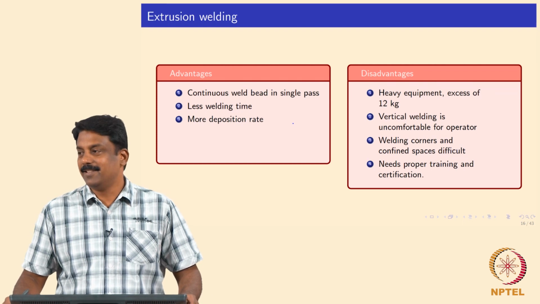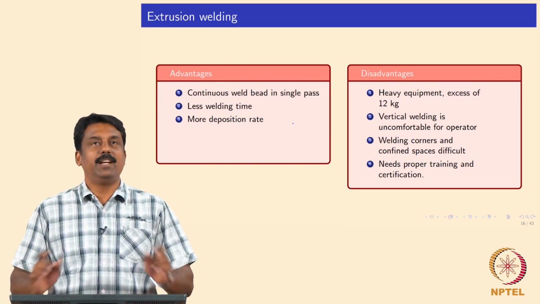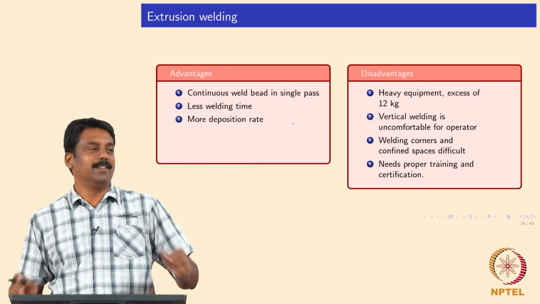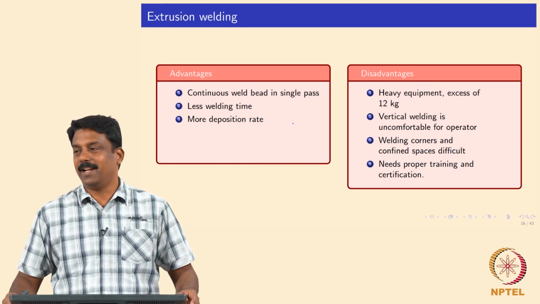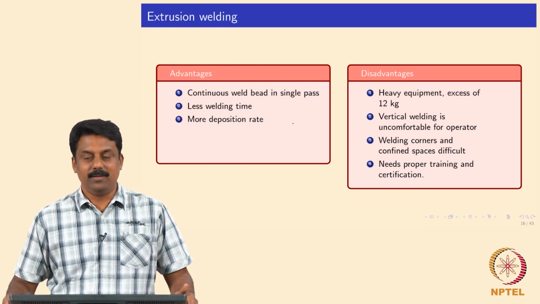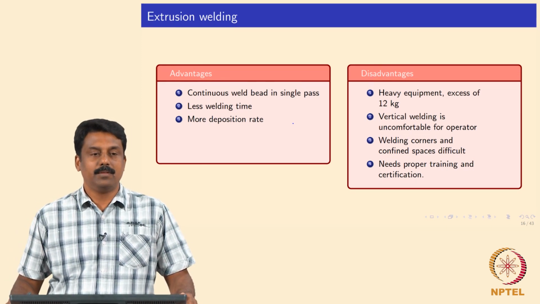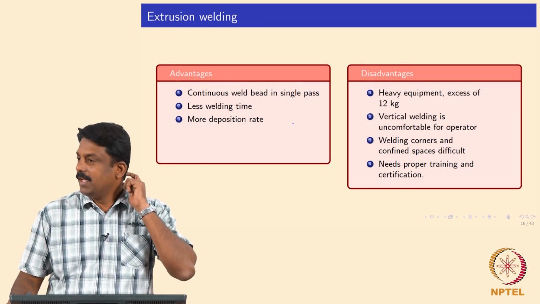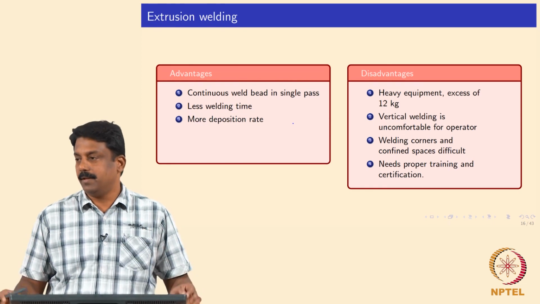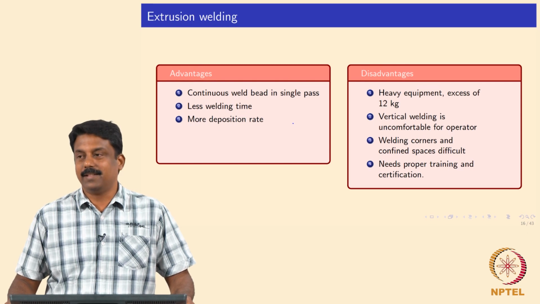Okay, because the gun itself is heavy, you need a reasonably strong man or woman to weld using extrusion welding in polymer. Generally vertical welding is difficult because you have to hold the gun, right, something like shooting in the sky, so it can be very uncomfortable. So that's why the welding is generally done as a downhand weld. Again, welding corners can be tricky because the gun itself has to be manipulated, and so it needs proper training.